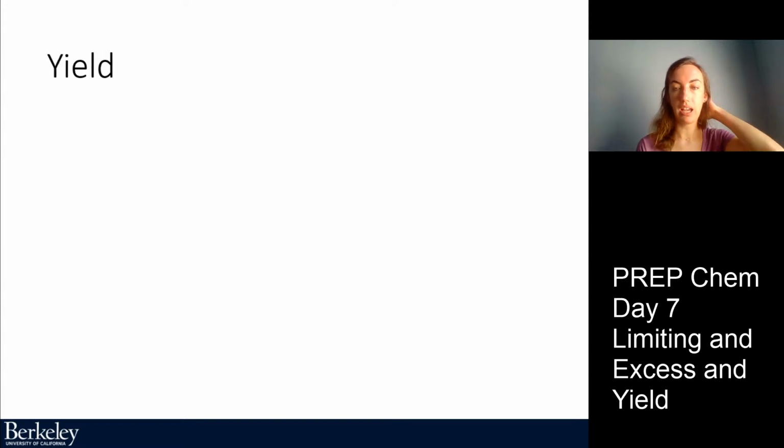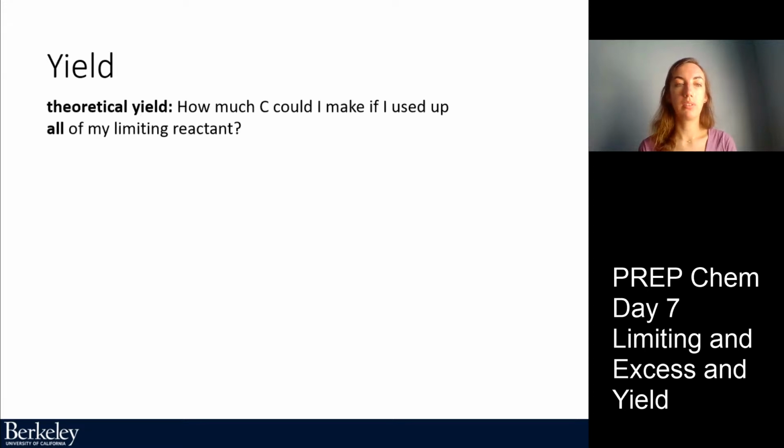Okay, so the last topic I want to talk about today is what's called yield. So my theoretical yield is how much C, or product more broadly, could I make if I used up all of my limiting reactant. So basically that's saying the very best that I can ever do as I'm running my reaction is using up all of my limiting reactant. Once I've done that, I can't make any more product.